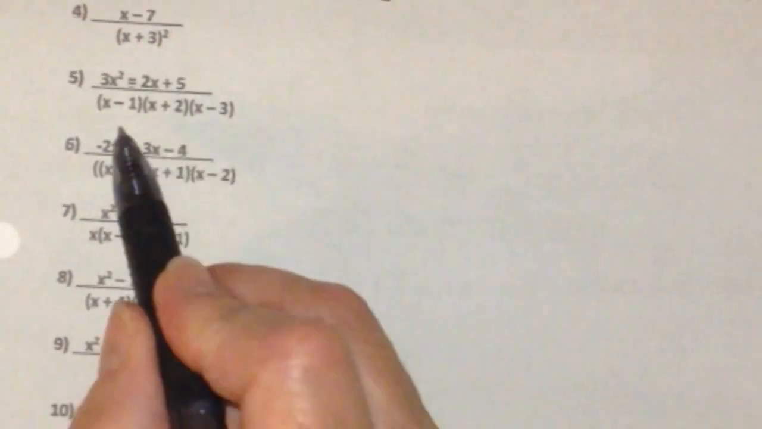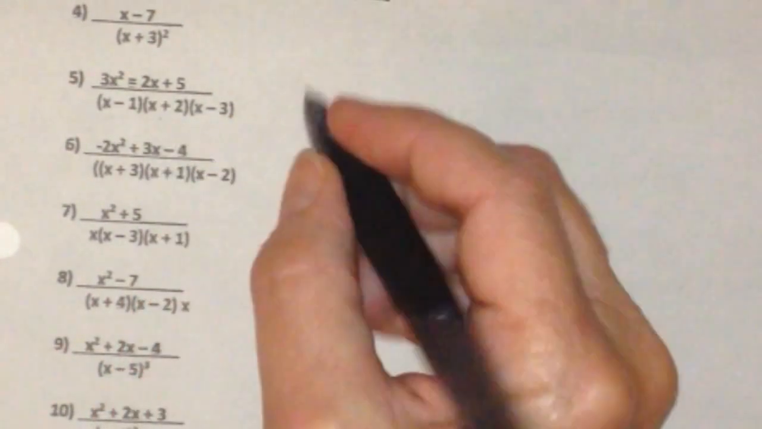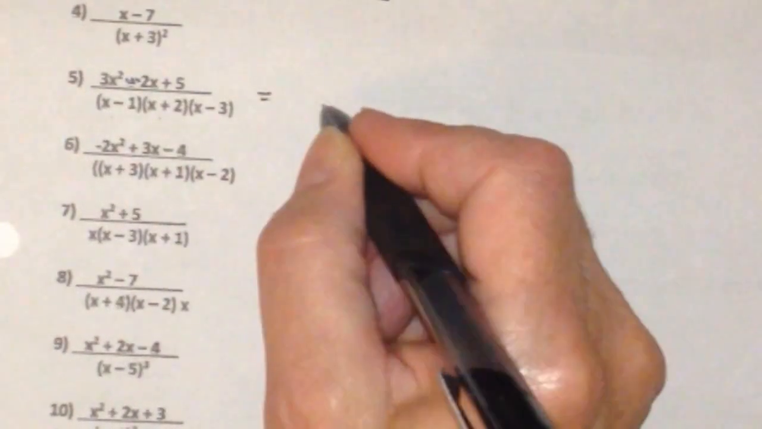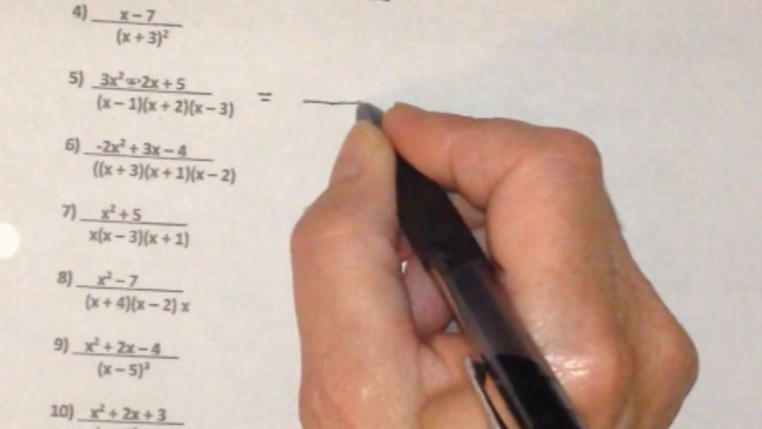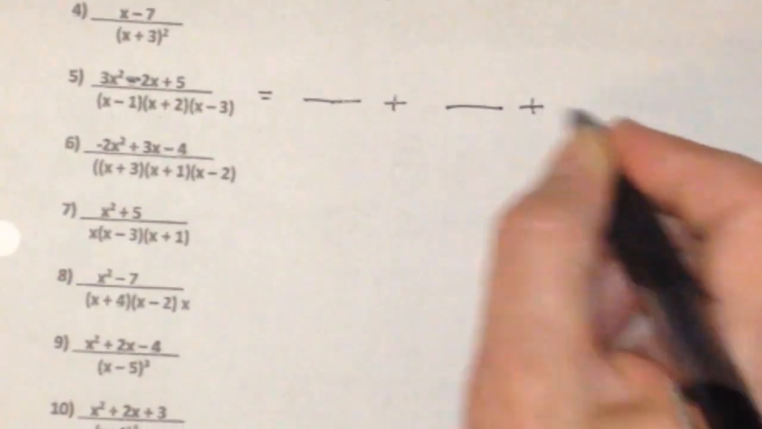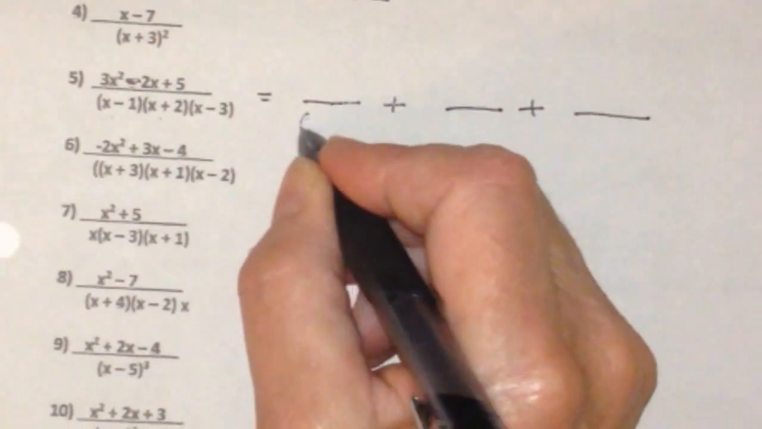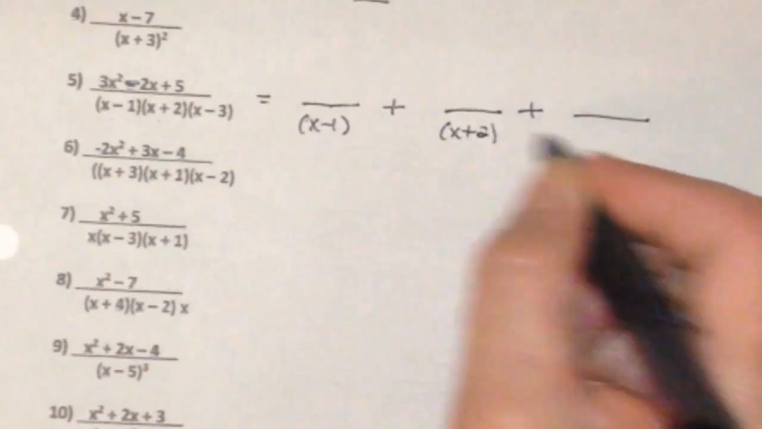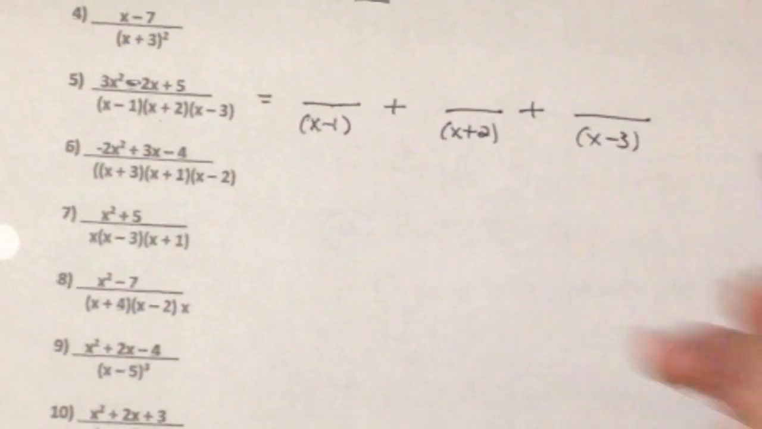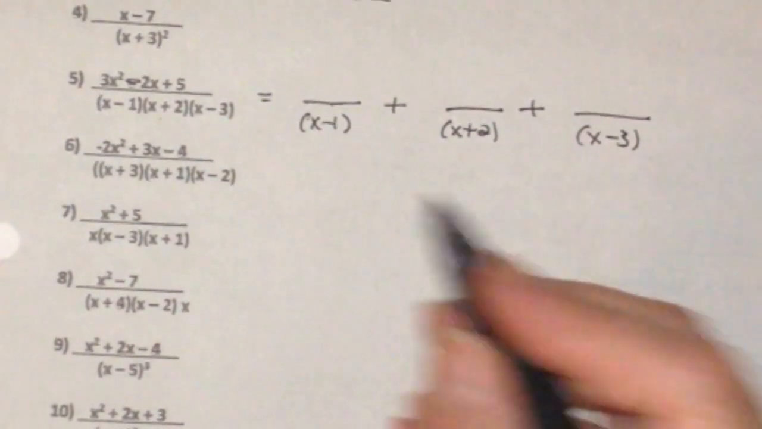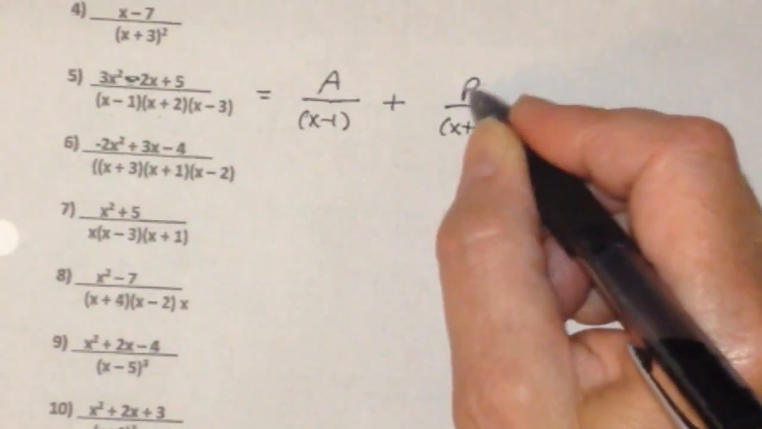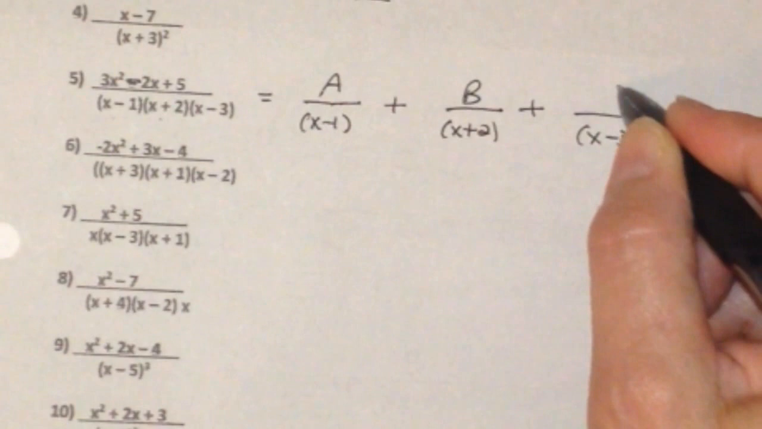For number 5, we have 1, 2, 3 factors right here. This will be 3 separate fractions, something plus something plus something. The denominators are x minus 1, x plus 2, and x minus 3. This is what our fraction setup will look like. Each denominator is of degree 1, and 1 less than 1 is 0, so each numerator will be a constant.